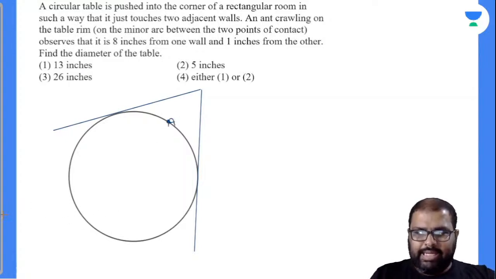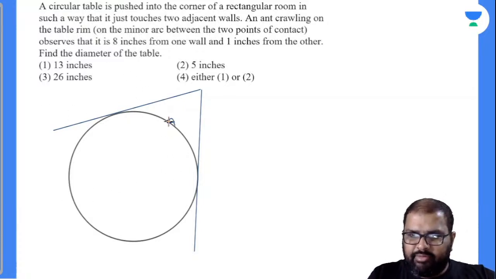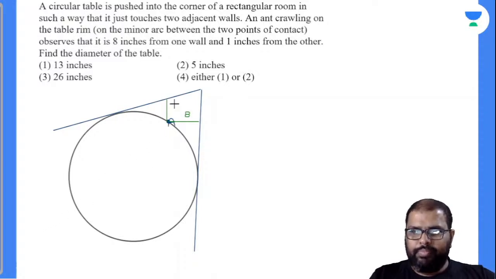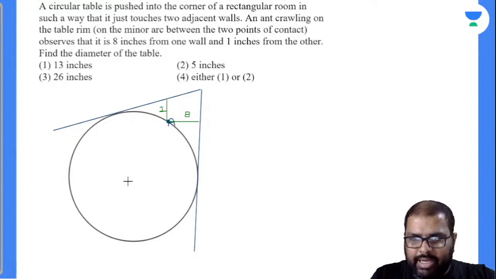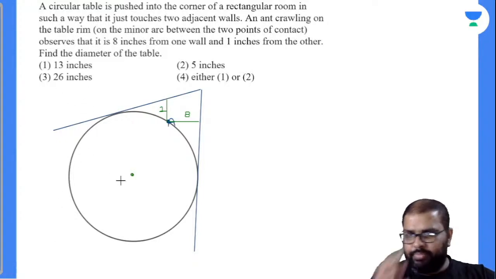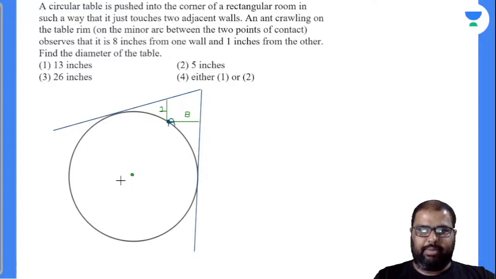Now, it is 8 inch from one wall, so I'll mark it like this. And it is 1 inch from the other wall. Am I right or wrong? Is this the point given there? 8 inch from one wall of the rectangular room and 1 inch from the other wall. Okay, fine. Now, this is the center of the circle. You are asked to find the diameter of the table.